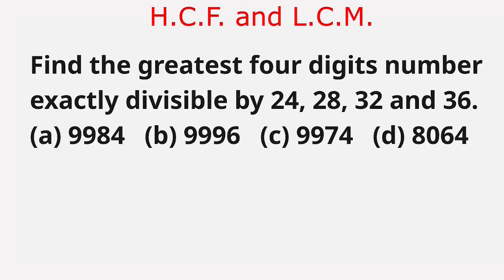Our question is, find the greatest 4 digits number exactly divisible by 24, 28, 32 and 36. The given options are option A, 9,984, option B, 9,996, option C, 9,974, option D, 8,064.